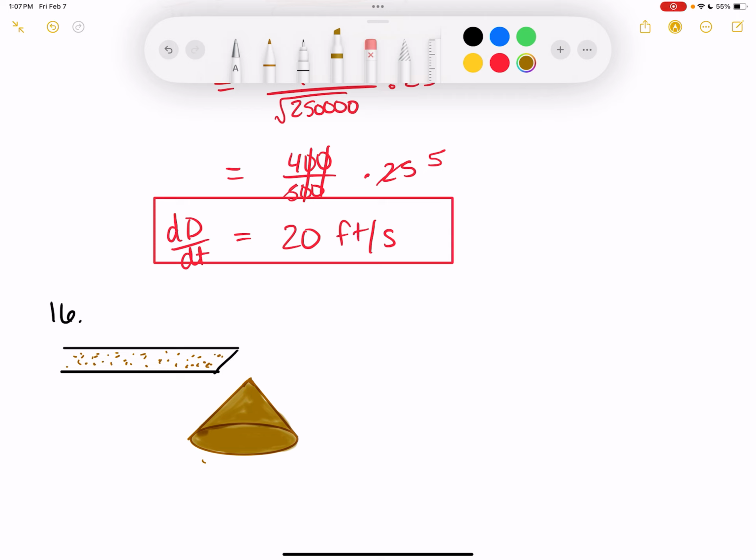The height of the pile is always 3/8 of the base diameter. Don't catch that. How fast? The height of it is always 3/8 of the base diameter. Yes. Is that what you said? Yes. How fast are the height and radius changing when the pile is 4 meters high? Give your answer in centimeters per minute.